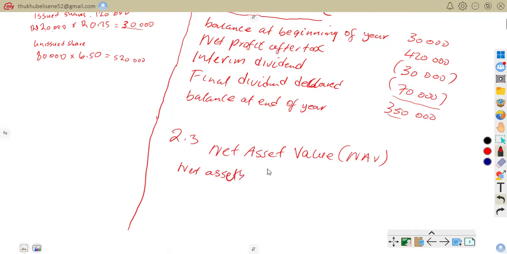Net assets at 28 February 2020. So what we are going to do is that we want to know our ordinary share capital. How much is our ordinary share capital? Our ordinary share capital is 770,000.